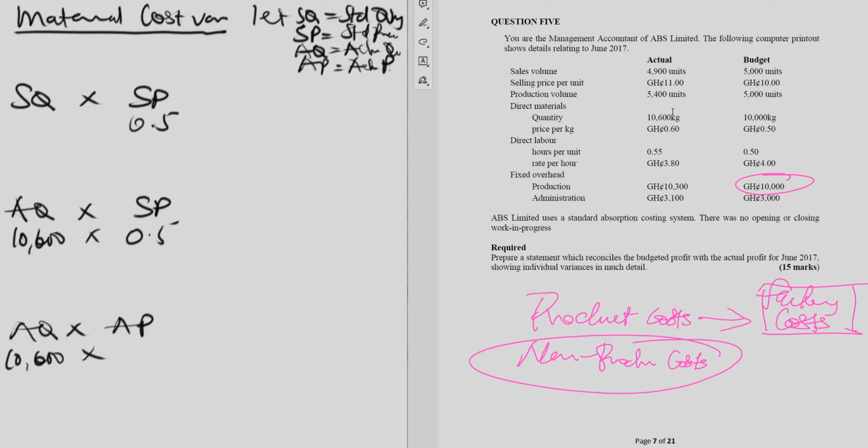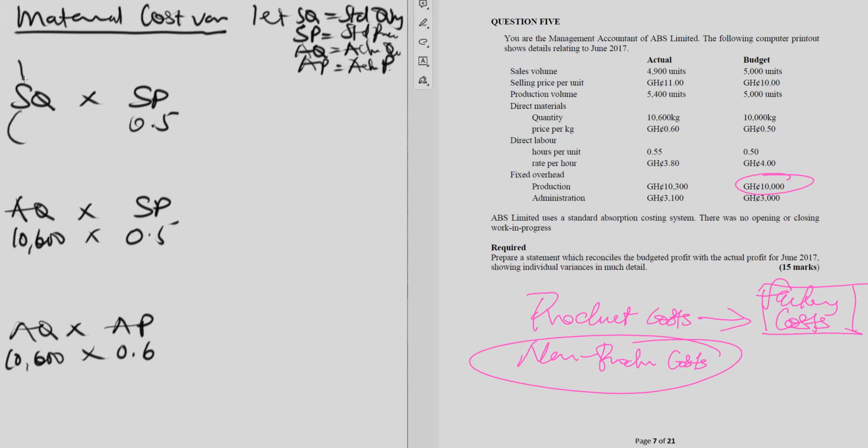You go to actual, you see that the price is 0.6. Actually, you were supposed to buy materials at 0.5, but you bought it at 0.6. This tells you that there's been an adverse variance, but don't worry here. All you have to do is fill in the data.